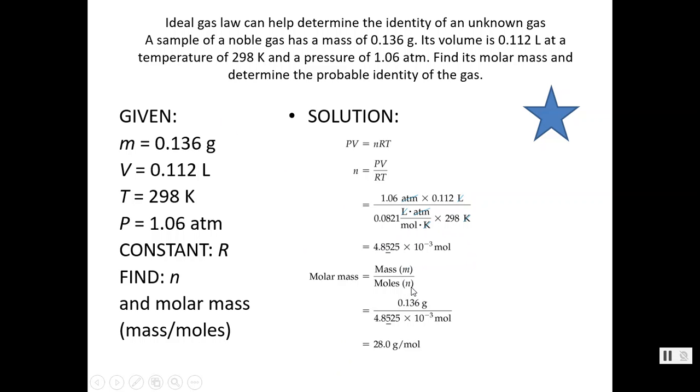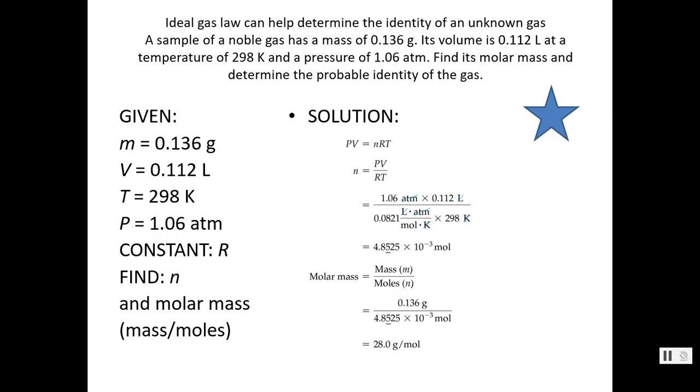And then we use the moles in calculation of our molar mass along with the 0.136 grams that was given to us in the problem. When dividing those two, we then have the molar mass of our gas. And then you can go to the periodic table, and then you can look to see which noble gas has a molar mass that is closest to 28.